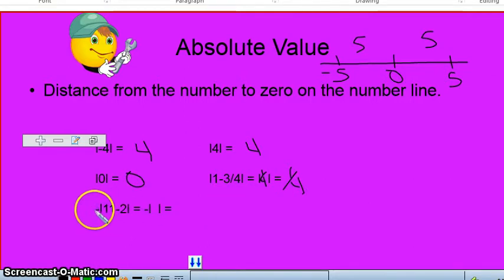Now here we've got a negative sign outside the absolute value bars. Again, those absolute value bars act as parentheses or grouping symbols. So just like order of operations, we do the parentheses or the absolute value bars first, and then we apply the negative. So we've got 11 minus 2, which is 9. So we have 9 inside our absolute value bars. Now this is the negative distance from 9 to 0 on the number line. So it's negative, and then the absolute value of 9 is 9.